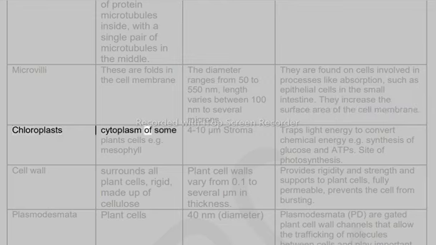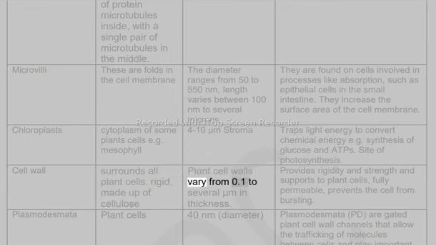Chloroplast. Cytoplasm of some plant cells, e.g. mesophyll. 4 to 10 micrometers. Stroma traps light energy to convert chemical energy, e.g. synthesis of glucose and ATPs. Site of photosynthesis. Cell wall surrounds all plant cells, rigid, made up of cellulose.